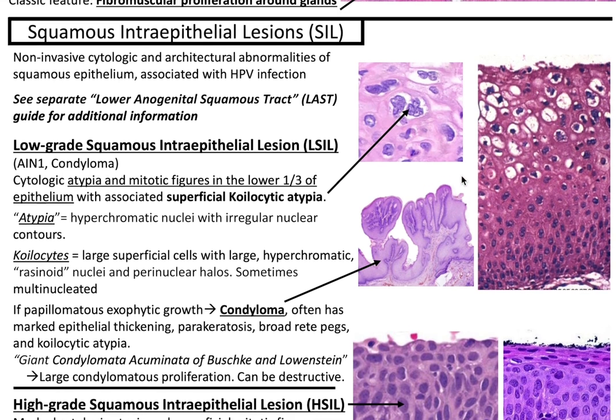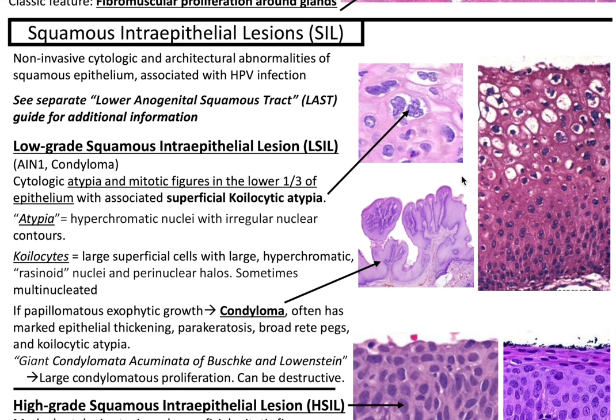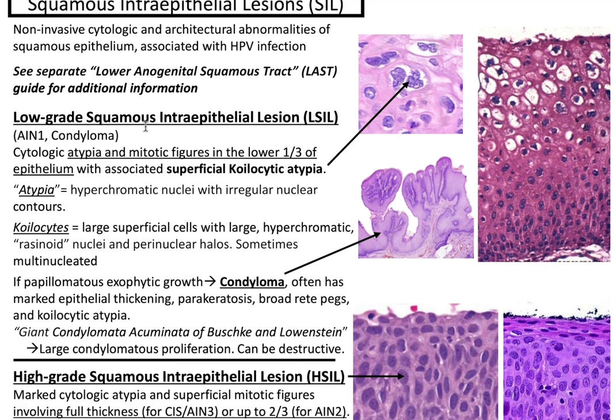Squamous intraepithelial lesions, or SIL. This is non-invasive cytologic and architectural abnormalities of the squamous epithelium associated with HPV infection. See separate lower anogenital squamous tract guide for additional information. Let's talk about low-grade squamous intraepithelial lesion, LSIL. We're talking about location in the anus. It can more specifically be called AIN1, condyloma.